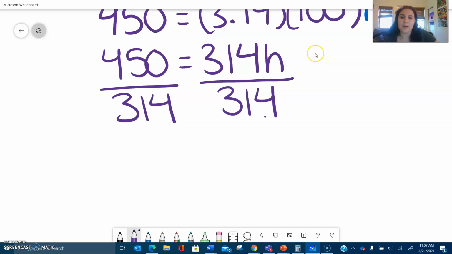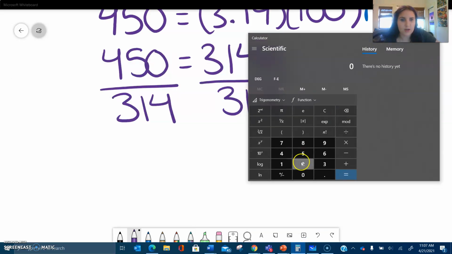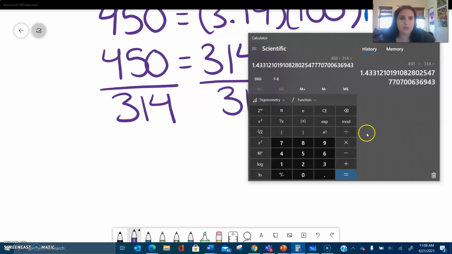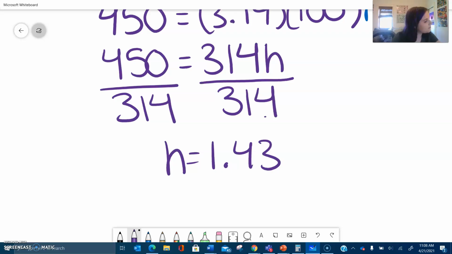And I'm going to need to pull up my calculator for this one. So 450 divided by 314 equals 1.43. We'll round it to 1.43. So h equals 1.43. What was it? Feet? We had to look back at the problem. Feet. 1.43 feet.